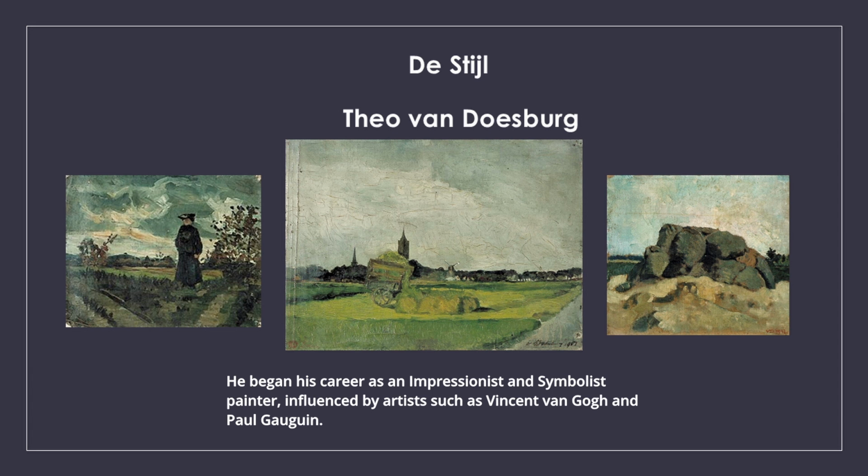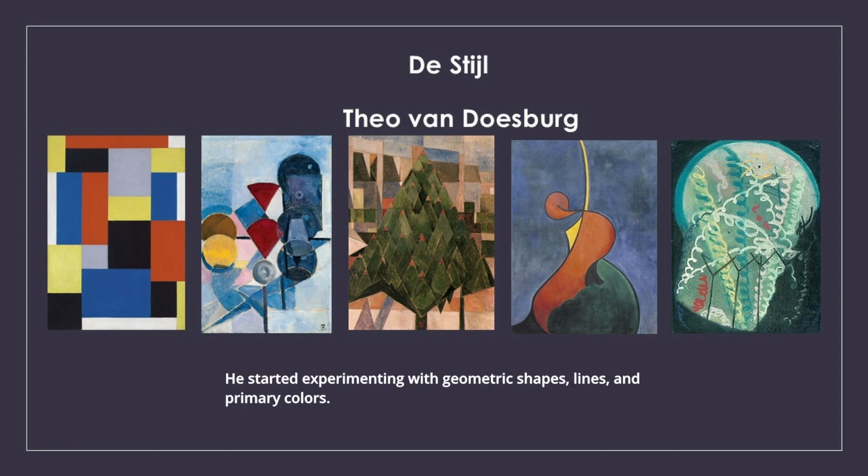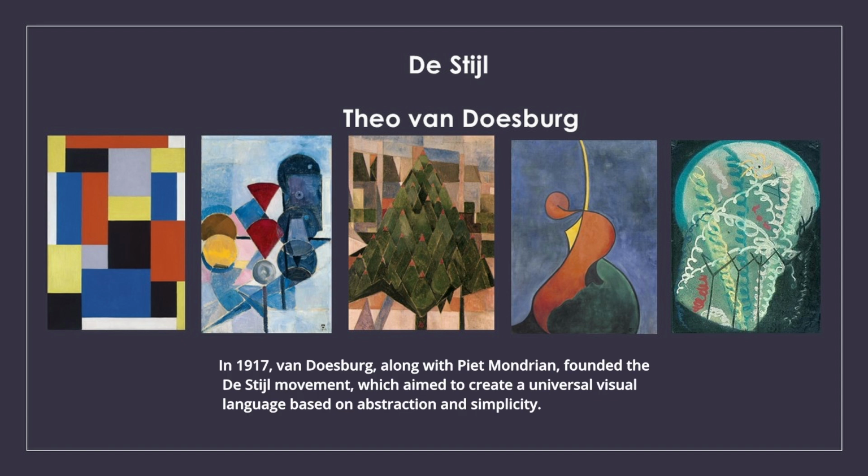He began his career as an impressionist and symbolist painter, influenced by artists such as Vincent van Gogh and Paul Gauguin. Around 1915, Theo van Doesburg began to move away from traditional painting styles and embraced abstraction, inspired by the works of artists like Piet Mondrian. He started experimenting with geometric shapes, lines, and primary colors.